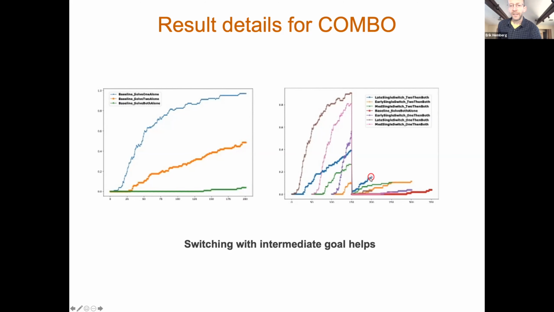So what we highlighted here is that the best performance is what we get, as the table showed, when we do a late switch from problem two and then try to solve the combo problem. So switching with this intermediate goal helped us here.